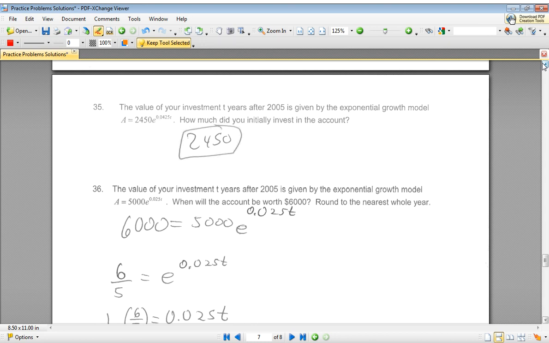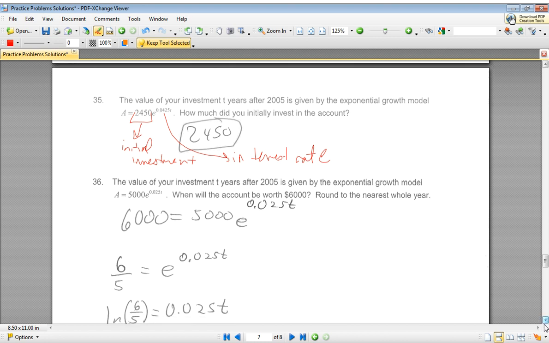Okay, the value of your investment T years after 2005 is given by this exponential growth model. How much did you initially invest? Well, so we're trying to find A. How much did you initially invest? Well, in this type of problem, this is the initial investment. And that is the interest rate, which you can barely read there. So that is your answer right there.